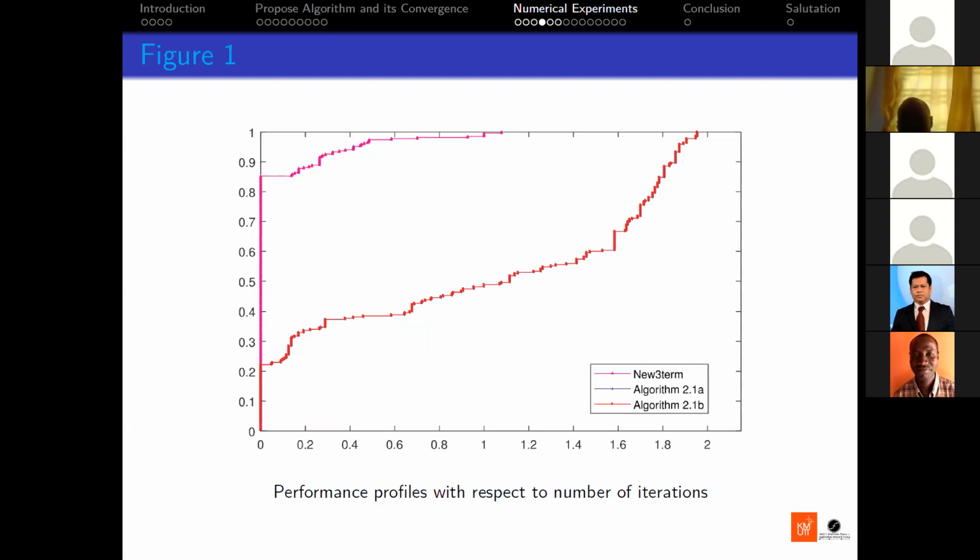While algorithms 2.1a and 2.1b have fewer iterations in more than 20% of the problems considered. Now, somebody may ask, if you take more than 80% and more than 20%, it is going to be more than 100%. Why is that so? Because in some problems, they have a tie. Maybe they have the same number of iterations in some problems. So if it is a tie, you are going to have an overlap.